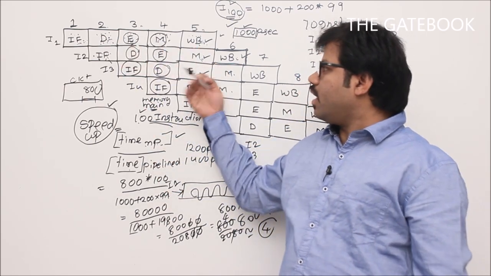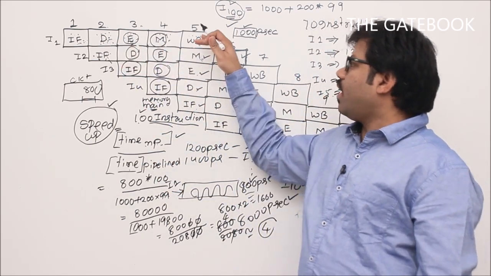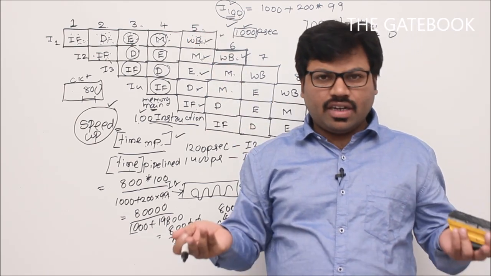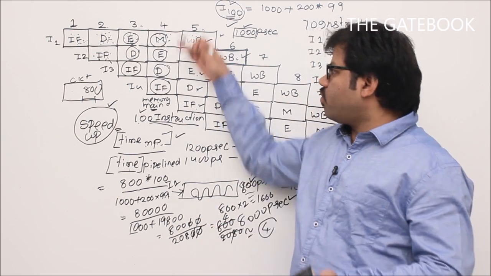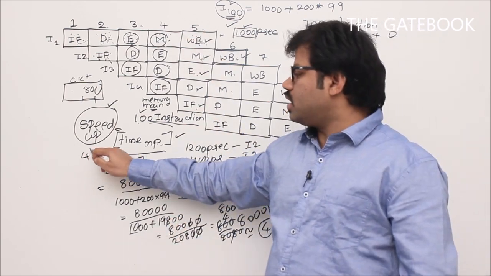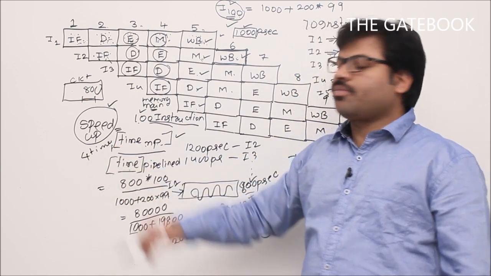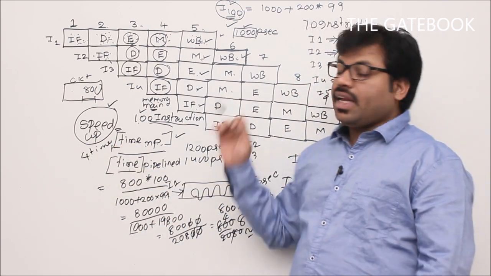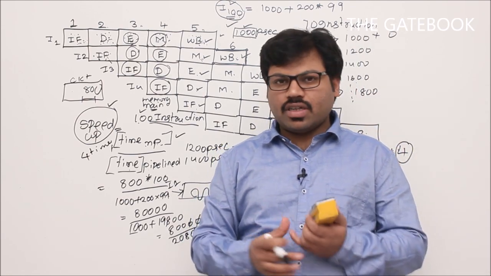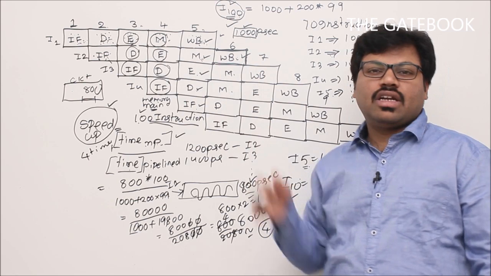So here you are taking 1000 picoseconds for one instruction execution, but in sequential execution you are taking only 800. But of course, because of the parallelism, we got a better result. So at least 4 times is definitely better than nothing, right? That's why pipelining gives the performance improvement, because of the parallel execution.